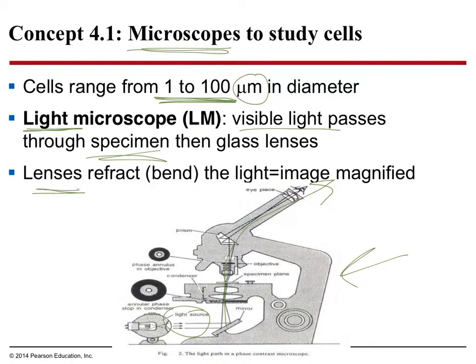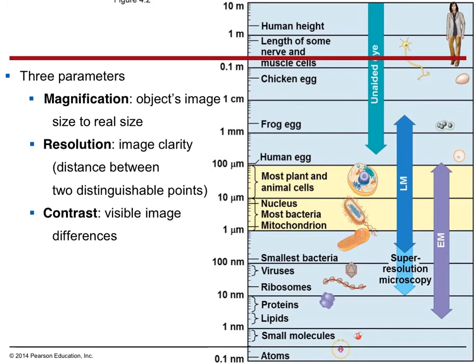The lenses in the microscope bend the light, which is also called refraction, and that is then going to magnify the image. We can see here that image is, and here also. These lenses magnify that image by bending it so that it looks bigger to our eyes. With microscopes then, we see really small things.